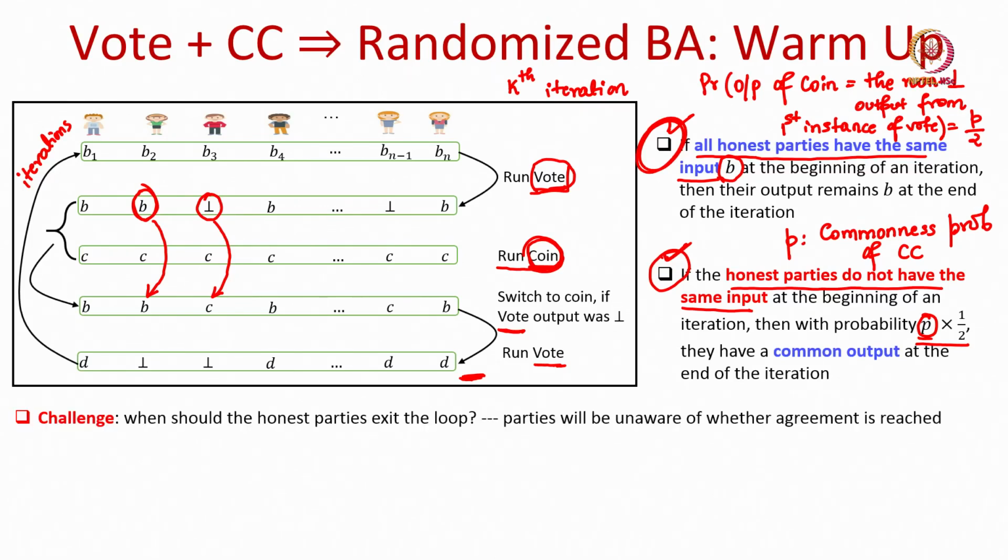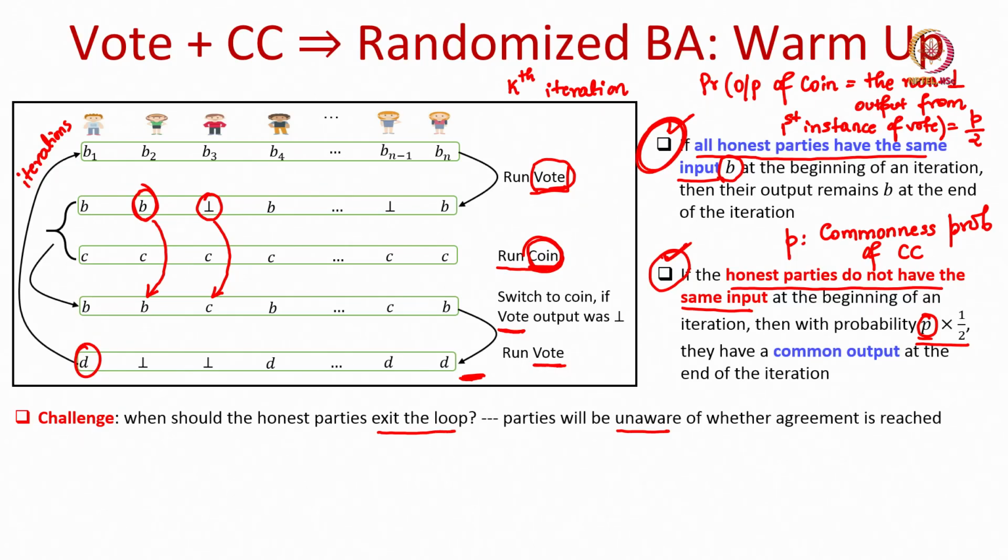But now the challenge behind this framework is: when should the honest parties exit the loop? What is the condition? Because parties will be unaware whether agreement is reached or not. So, for instance, if I am a party and at the end of an iteration I obtain a non-bot value, I am not sure whether other honest parties have also obtained a non-bot output or not. They could output bot, because I do not know who are the honest parties in the system.